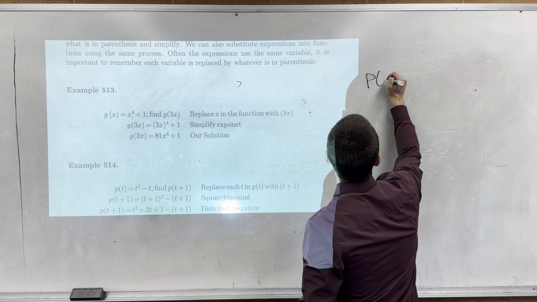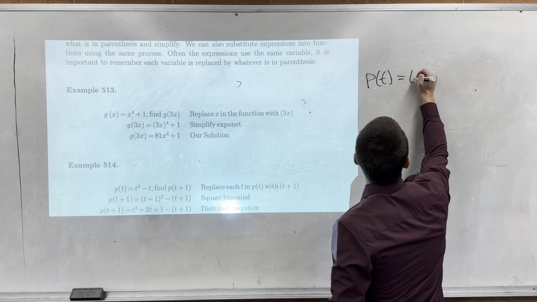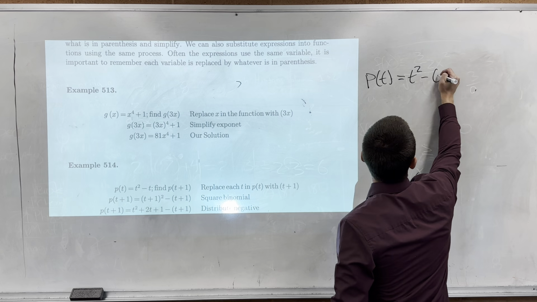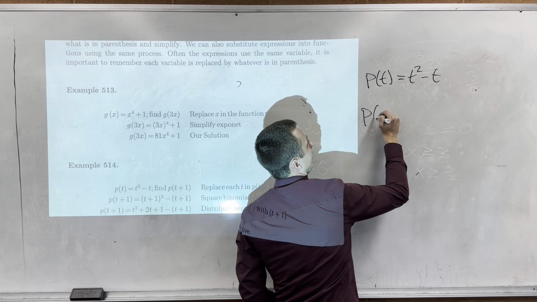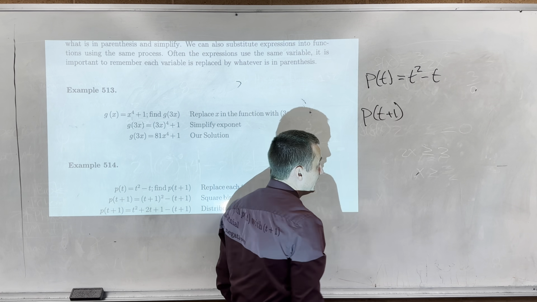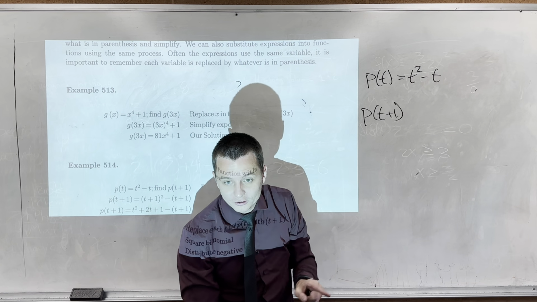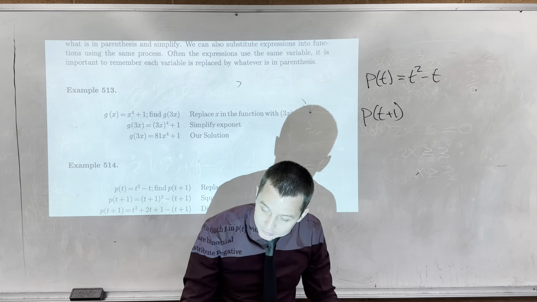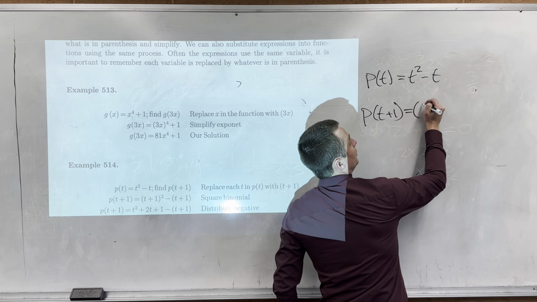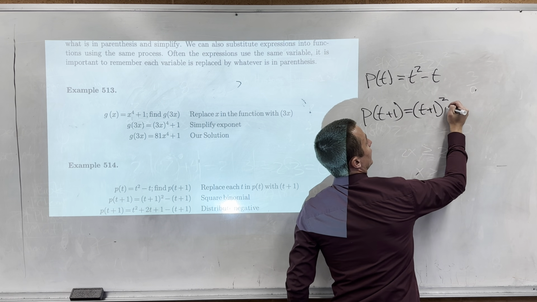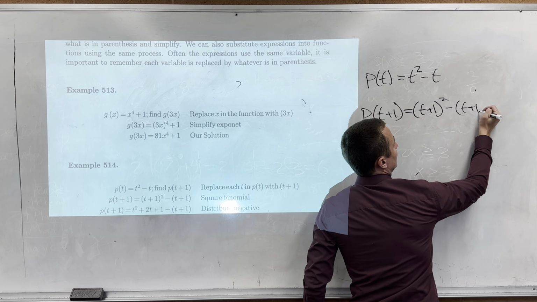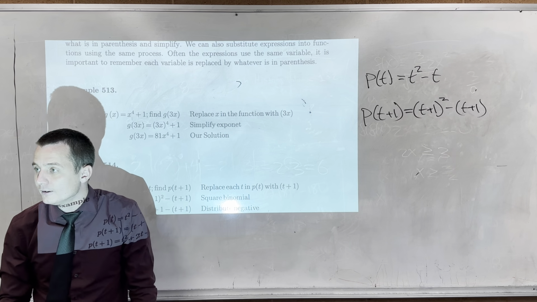So let's look at this one. We got p of t over here is equal to t squared minus t. Our job now is to find p of t plus 1. I take all the t's and replace it with a (t plus 1). Put parentheses so you don't mess yourself up. So this is equal to (t plus 1) squared minus (t plus 1). Put parentheses so you distribute that negative correctly.